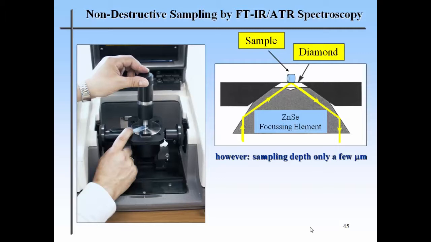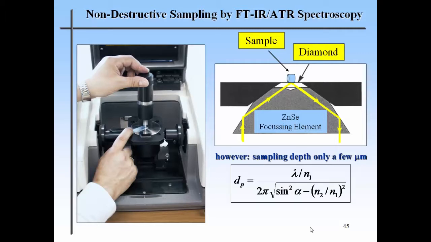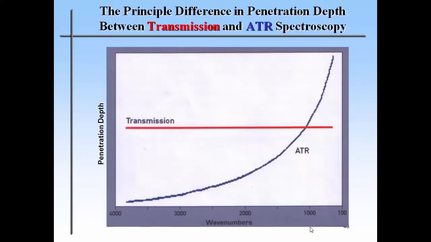And the penetration depth is given by this formula, and it is wavelength dependent. And that's a big difference to transmission spectroscopy, because if you compare transmission to ATR, in transmission, for the individual wavelengths or wave numbers, the thickness of the sample remains the same. But for ATR, it increases.